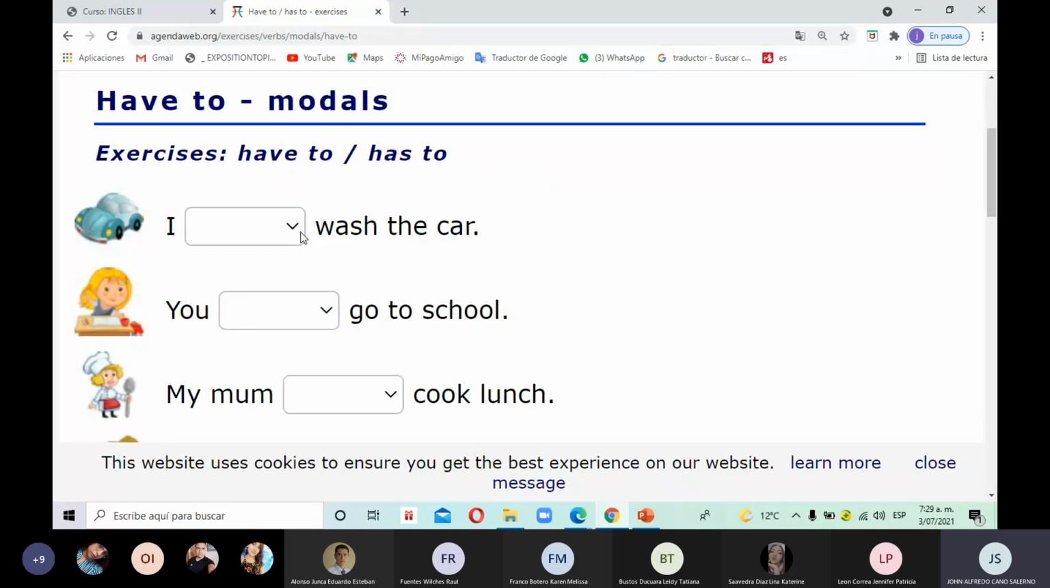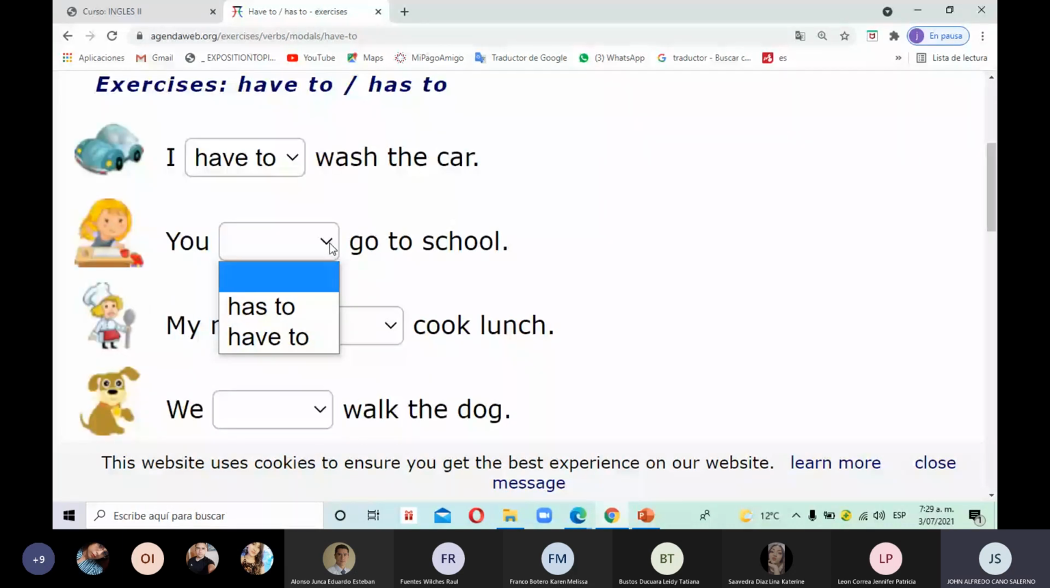Number one, very easy. I have to or I has to? What do you think? I have to. Have to. Perfect. You have to. Yes, Jose. I have to, you have to. Number one, I have to wash the car. And number two, you have to go to school.